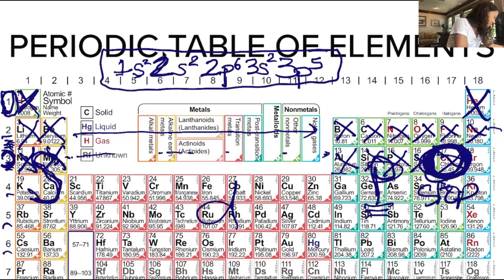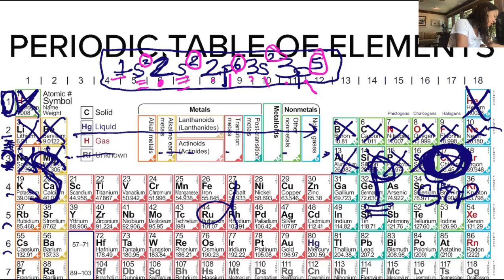What does it mean? It means that there are 2 electrons in S orbitals on the first energy level. There are 2 electrons in the S orbital on the second energy level. There's only 1 S orbital. There are 6 electrons in P orbitals on the second energy level. There's 2 electrons in the S orbital on the third energy level. And there are 5 electrons in the P orbitals on the third energy level.